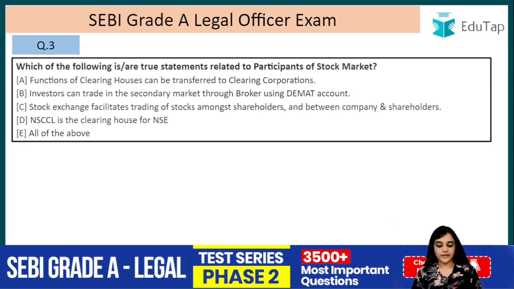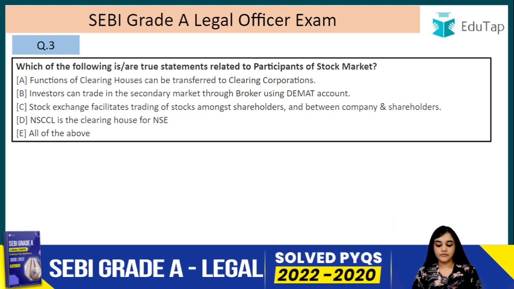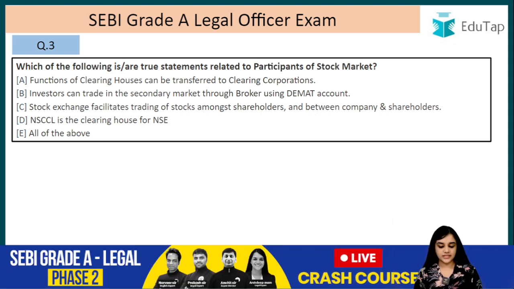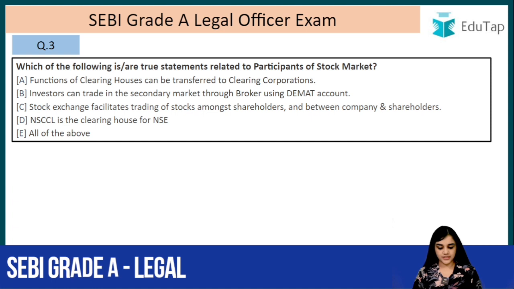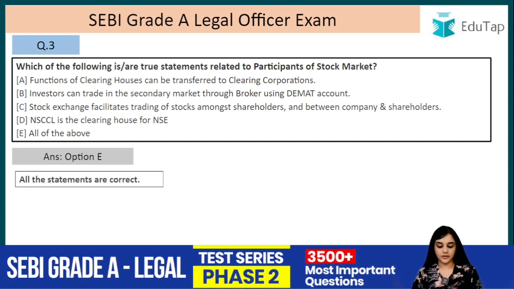Which of the following are true statements related to the participants of the stock market? Functions of clearing houses can be transferred to clearing corporations. Investor can trade in the secondary market through a broker using a demat account. Stock exchange facilitates trading of stock amongst shareholders and between company and shareholders. NSCCL is the clearing house of NSE, or all of the above. So the answer to this is E, that is all of the above. All of these statements are correct, right?